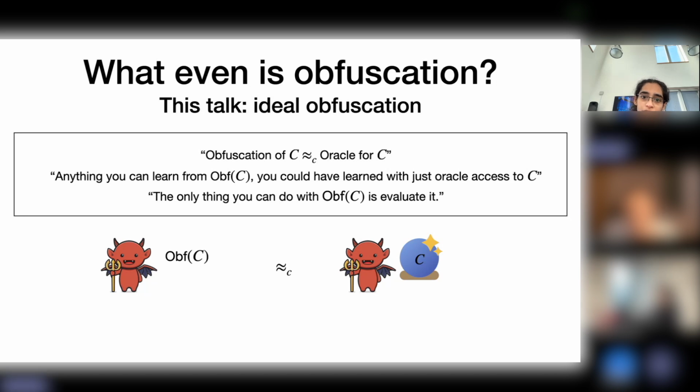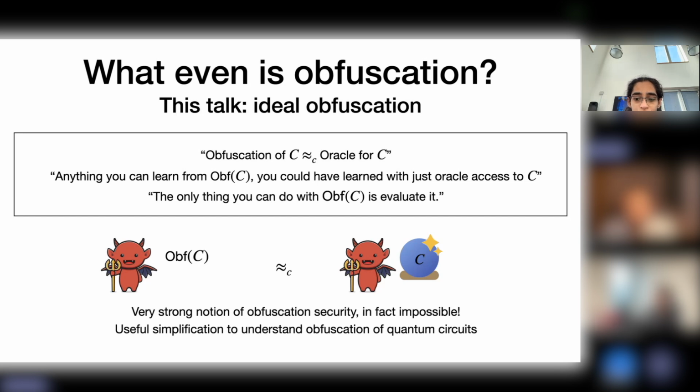Right. So we're looking at a very idealized notion of obfuscation, where you're thinking of the obfuscation as being as good as just an oracle. It might not come as a surprise, but this is an extremely strong notion of obfuscation, and it's impossible in general. But for us, it will be a useful simplification to understand obfuscation of quantum circuits. Again, we're really looking at the gap between obfuscating classical circuits and quantum circuits. So we're trying to isolate that question and keep everything else simple.